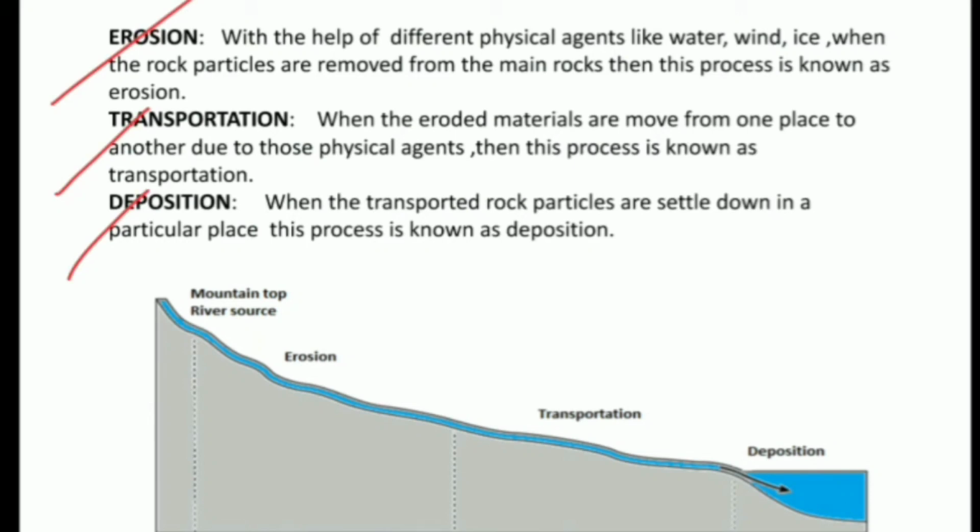So, what is erosion? With the help of different physical agents like water, wind, ice, when the rock particles are removed from the main rocks, then this process is simply known as erosion. Just take an example that I am beating a rock surface.